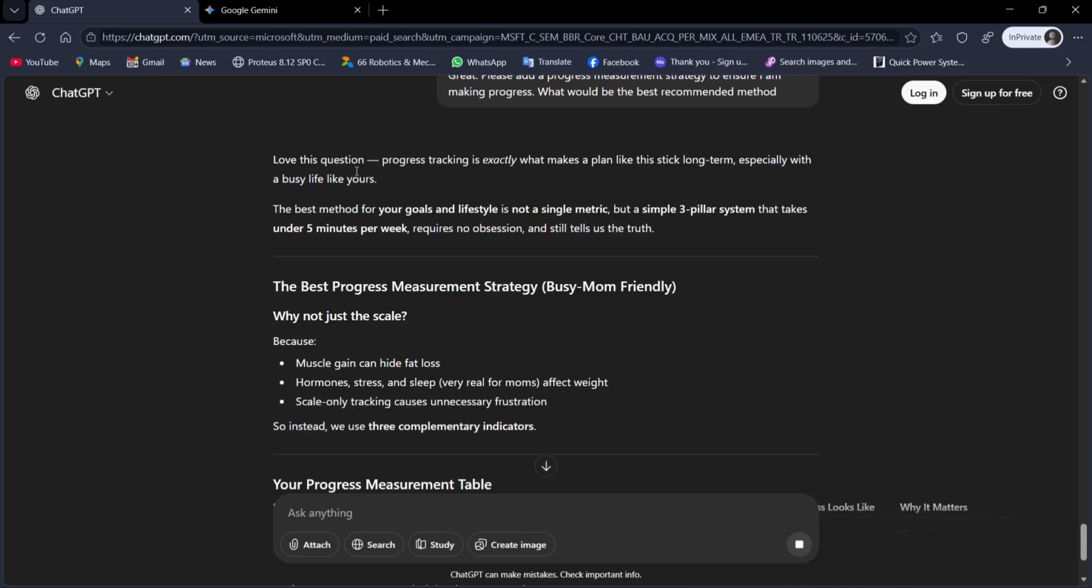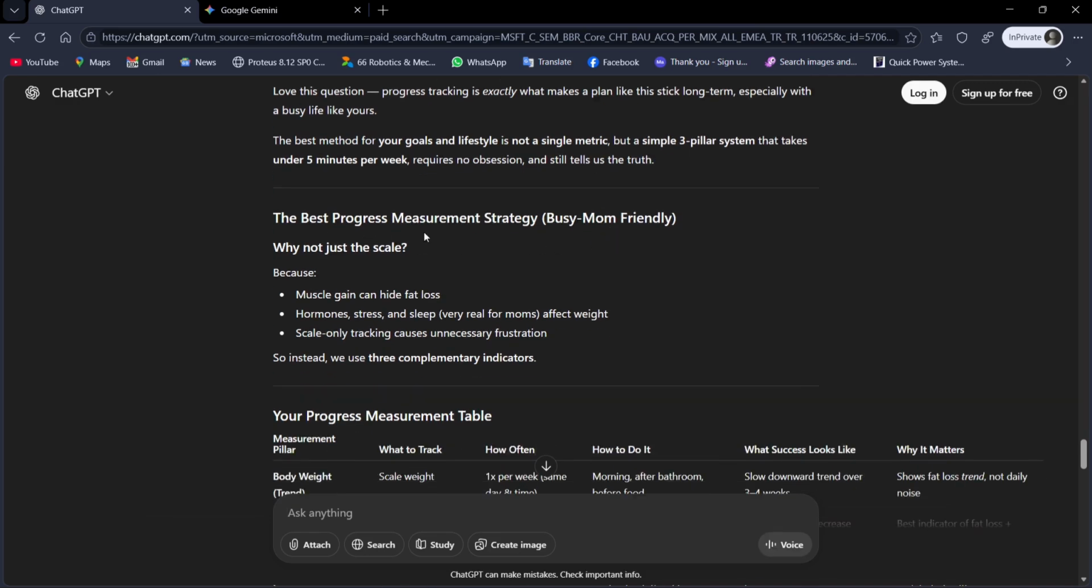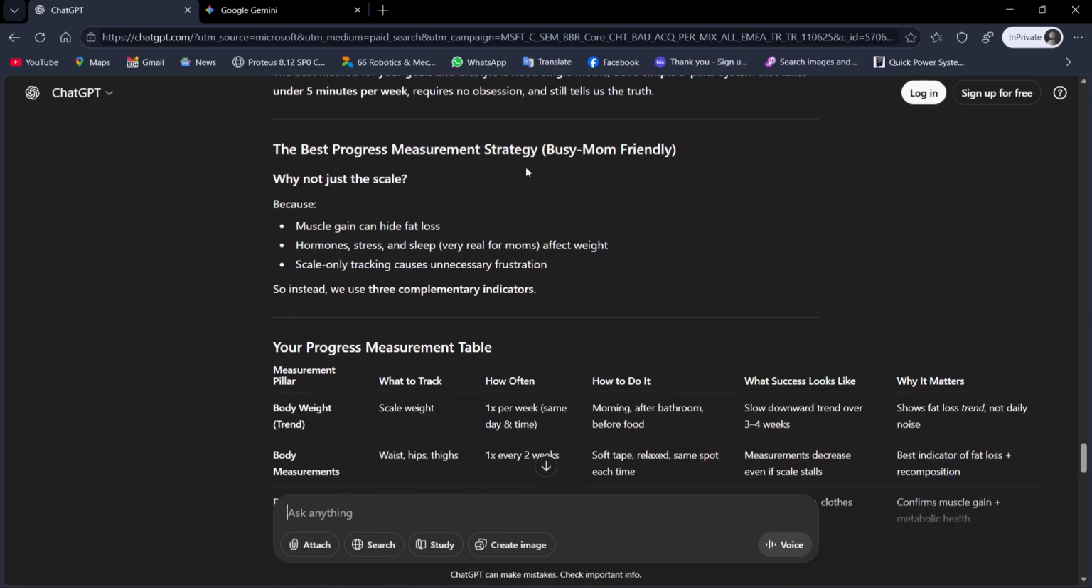So, love this question. Project tracking is exactly what makes a plan like this stick long term, especially with a busy life like yours. The best method for your goals and lifestyle is not a single metric, but a simple 3-pillar system that takes under 5 minutes per week, requires no obsession, and still tells us the truth. The best progress measurement strategy, busy mom friendly. Why not just the scale? Because muscle gain can hide fat loss.